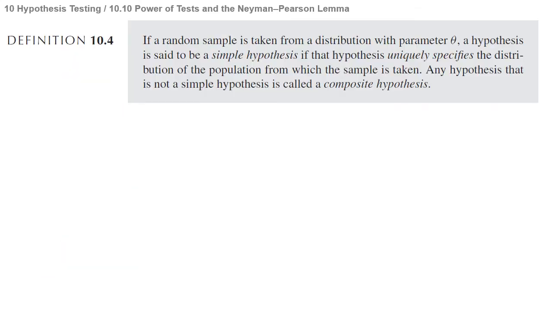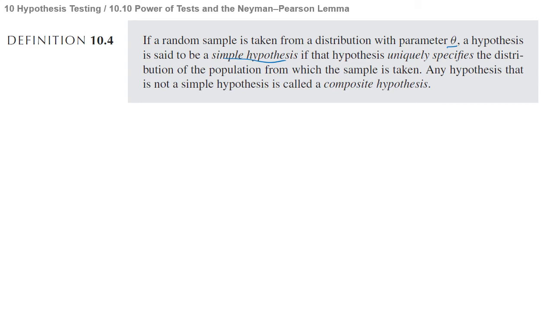Definition 10.4 talks about the concept of a simple hypothesis. If a random sample is taken from a distribution with parameter theta, a hypothesis is said to be a simple hypothesis if that hypothesis uniquely specifies the distribution of the population from which the sample is taken. Any hypothesis that is not a simple hypothesis is called a composite hypothesis.